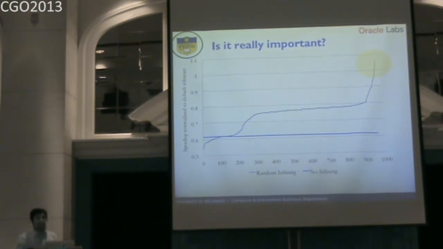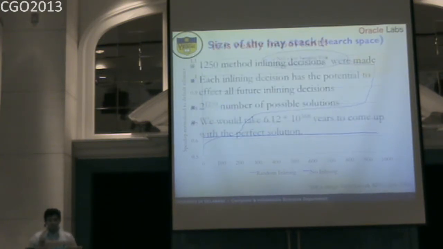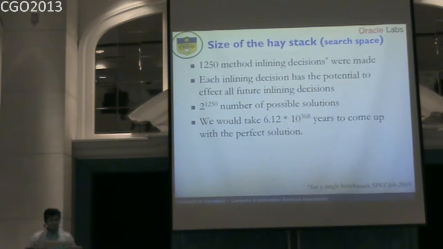What we see here is that a lot of times you did not do as good as the default inliner. In fact, only 0.02% of the times did you actually get a speedup, and that basically means that the default inliner was actually very, very good. So it's basically looking for a needle in a haystack, and it's not low-hanging fruit, and method inlining is important. So let's look at the size of the haystack.